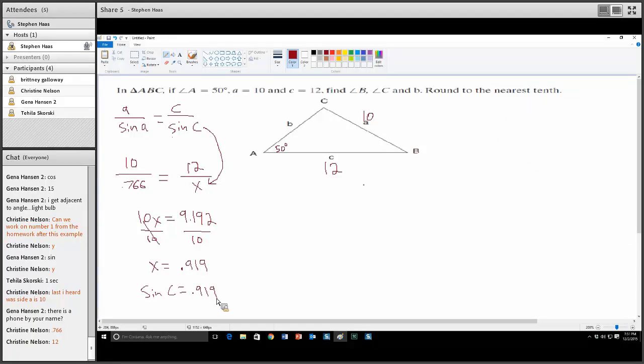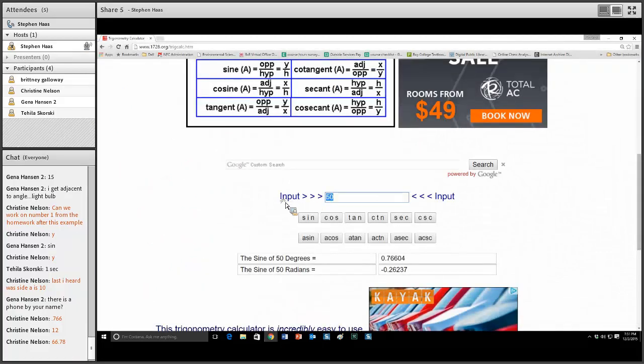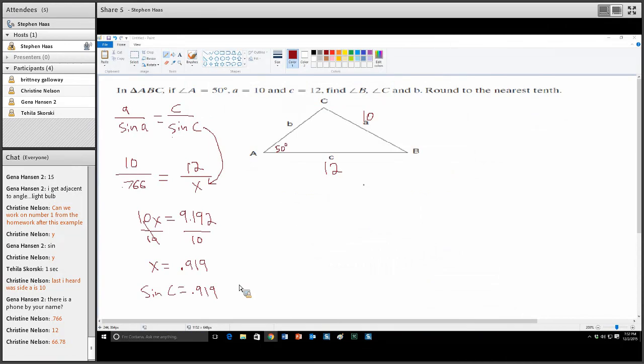Well, let's figure out what angle has a sine of 0.919. And let's get back up our browser calculator there. Okay, what was that? 0.919, I think it was. 0.919. And we'll use arcsine to figure out the angle. Yes, that's correct. 66.78 degrees. Excellent. So that means C is 66.78 degrees. So we'll mark that 66.78 degrees.